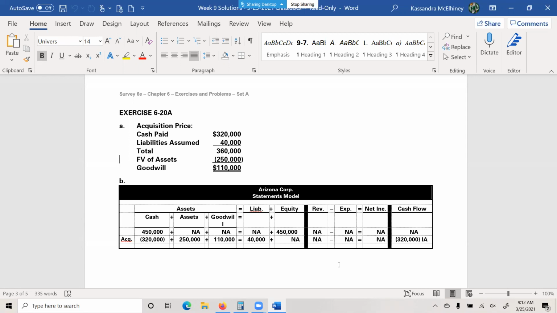So really what Arizona paid above and beyond the price of the assets was just for the intangible privilege, I guess you could say, of doing business as Data Systems, because apparently there's an existing reputation, probably taking over the existing customer base, and some intangible benefit just to doing business as Data Systems, and that's what's deemed goodwill.